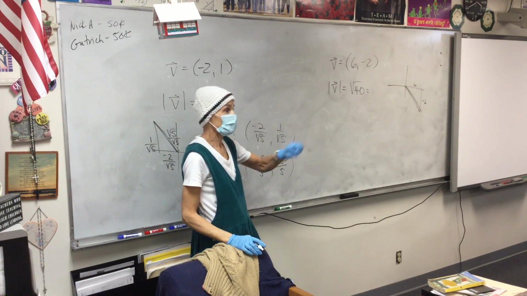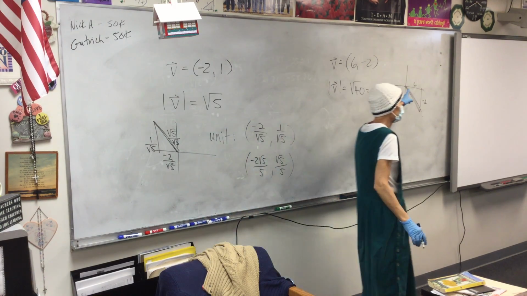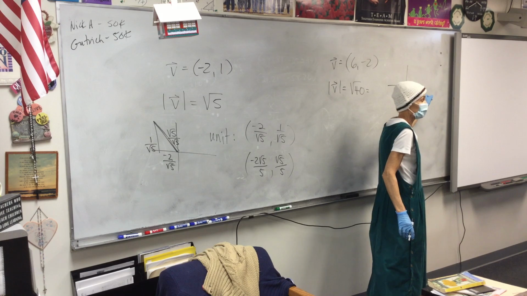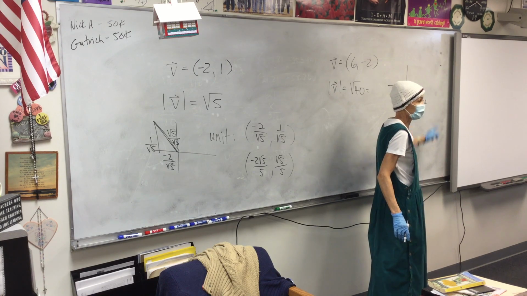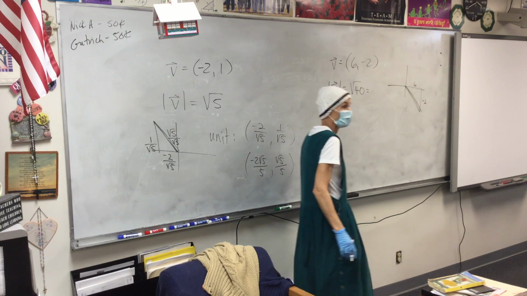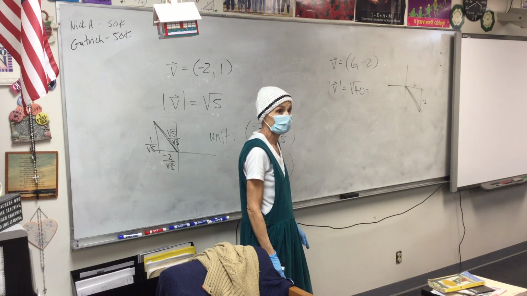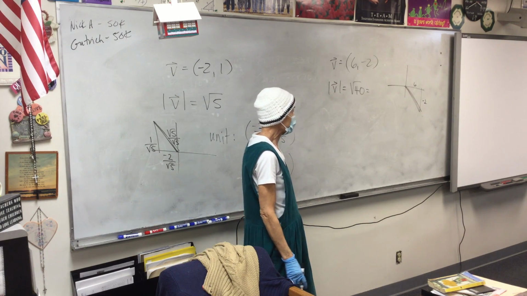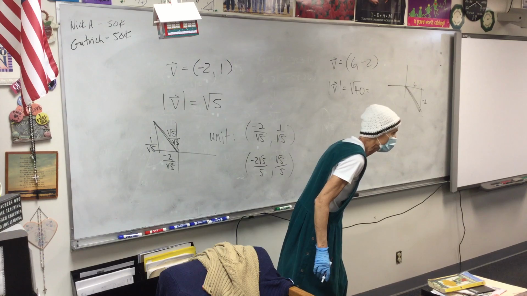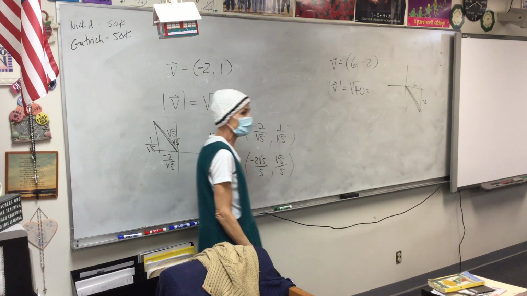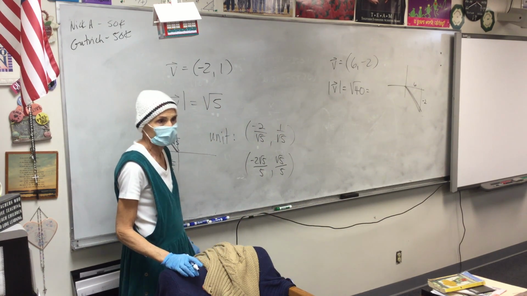Boys and girls, we are seniors in high school. That's the Pythagorean theorem. I'm not going to explain it. 36 plus 4 is 40, the square root of 40. A squared plus B squared is C squared. And you might say to me, oh, it's negative. You square it. It doesn't matter if it's negative. You're squaring it.